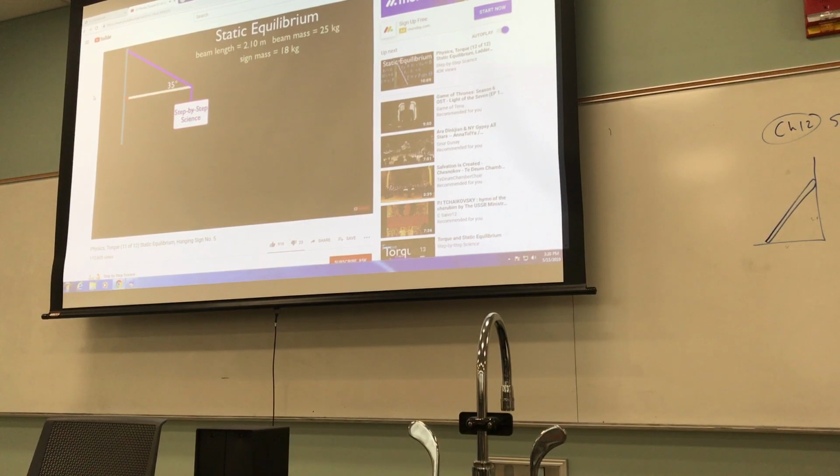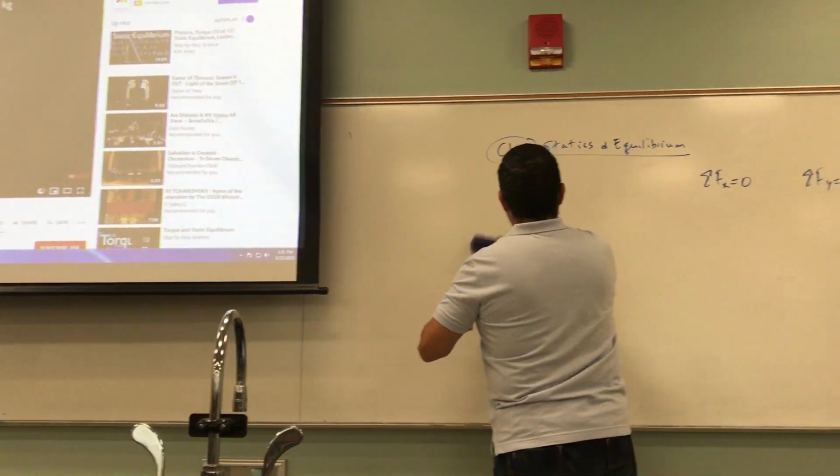We have a step-by-step sign, which has a mass of 18 kilograms, supported by this cable, which makes an angle of 35 degrees with this beam. The beam has a length of 2.1 meters and has a mass of 25 kilograms and is supported by this wall. The cable comes down this way, supports the sign. The beam is attached to the wall. Okay, so let's write that down. It's like the one that I just drew.